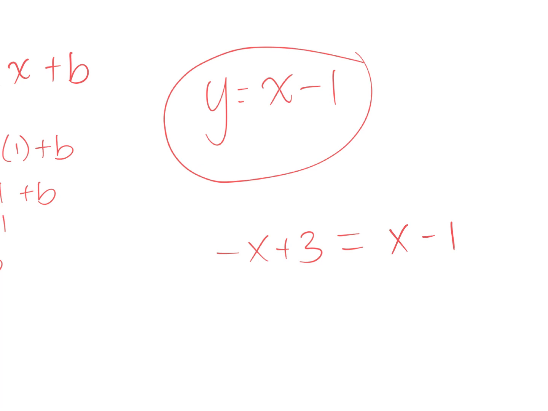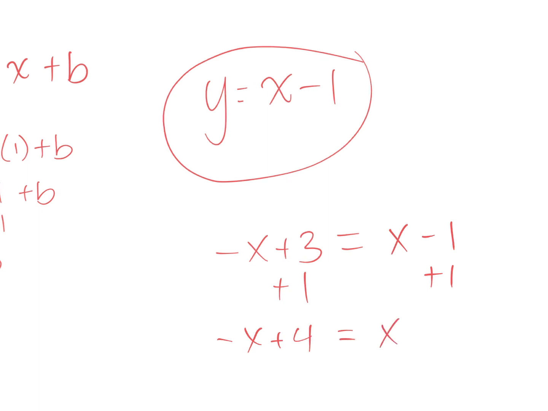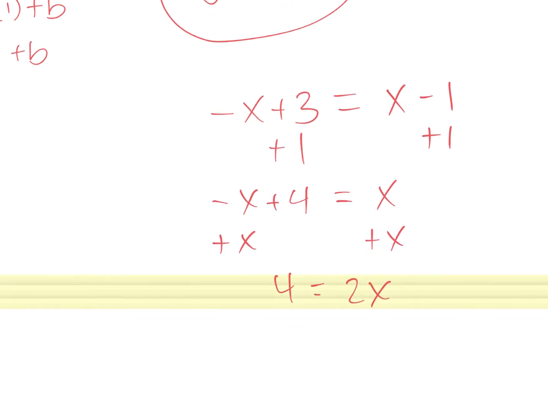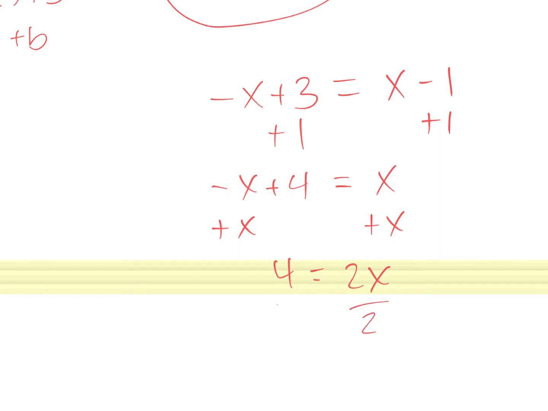And then solve. How do I solve this? Add 1 to both sides. I'm going to get negative x plus 4 equals x. What do I do after that? Add x. You're going to get 4 equals 2x. Then what? Divide by 2. So x is equal to?